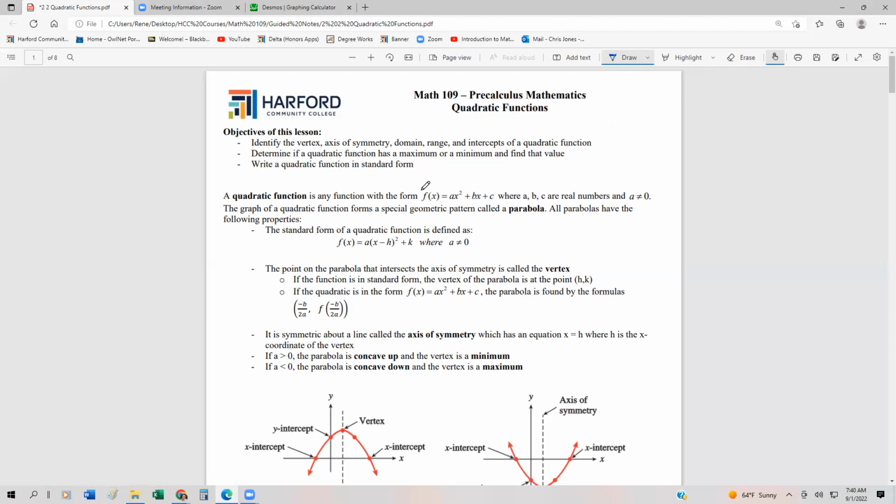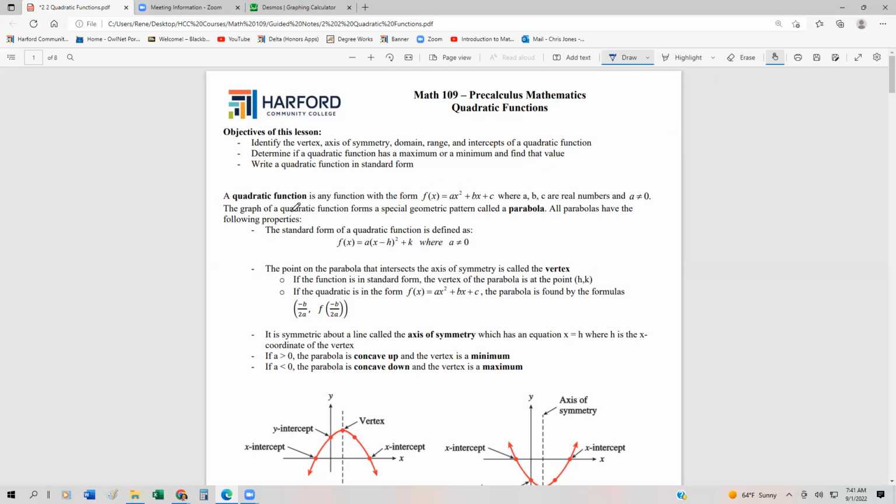Well, a quadratic function is any function of this form, ax squared plus bx plus c, where a, b, and c are real numbers, and a must be non-zero. So essentially, what makes a quadratic is this square right here. And you might remember in the previous section, we solved quadratic equations by using the quadratic formula. So now we're going to study what these functions look like.